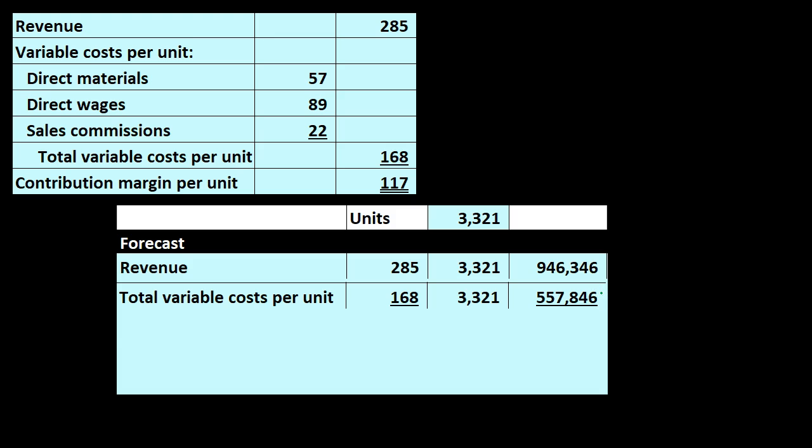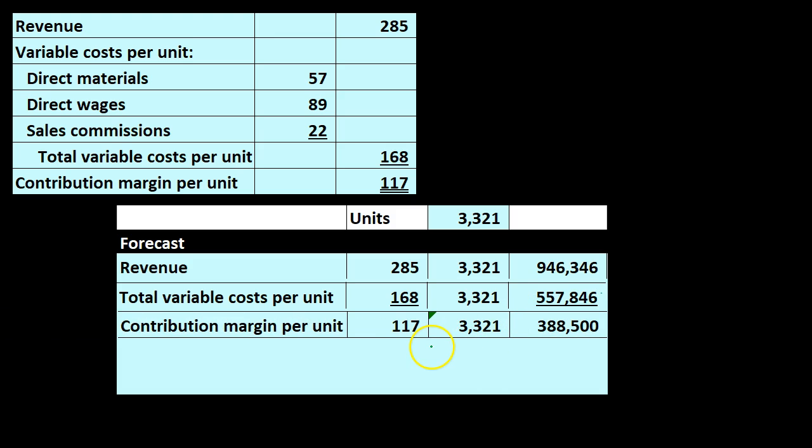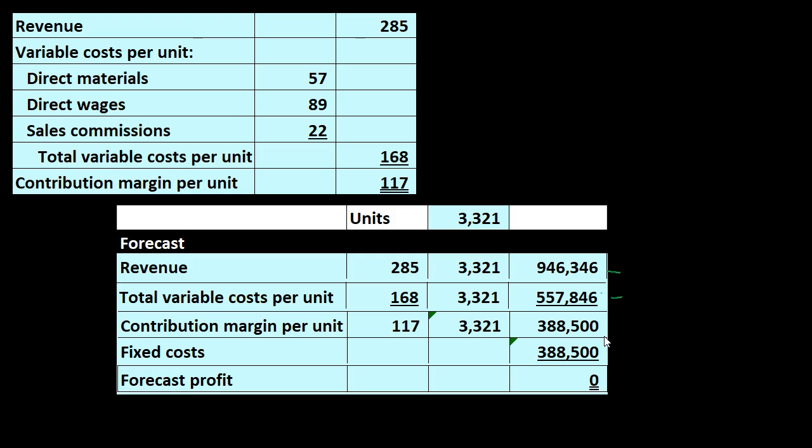If we multiply those out, for contribution margin, we could do this two different ways. We could say it's the 117 times the 3,321 units, which gives us 388,500, or we could take total revenue minus the variable costs to give us that 388,500 as well. If we look at our fixed costs, in this case they're going to be the same as the contribution margin because this is the break-even point, resulting in the forecast profit, or net income forecasted before taxes, of zero. So this then is our break-even point.